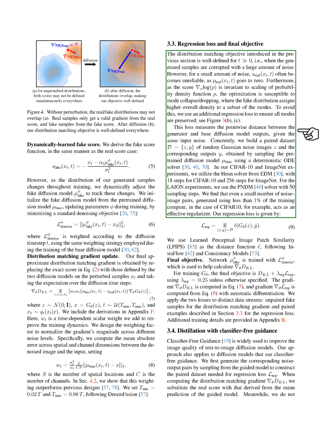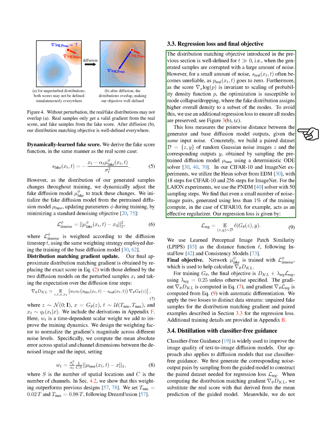Moreover, the score we use, which is based on the gradient of the logarithm of the probability, doesn't change when we scale the probability density function. This can lead to a problem known as mode collapse, where the fake distribution assigns a higher overall density to a subset of the modes. To prevent this, we add a regression loss to our model to ensure all modes are preserved.